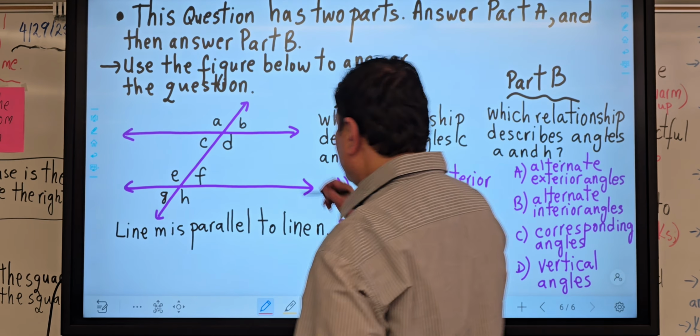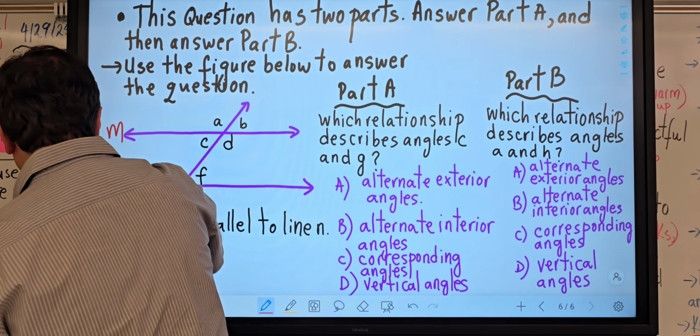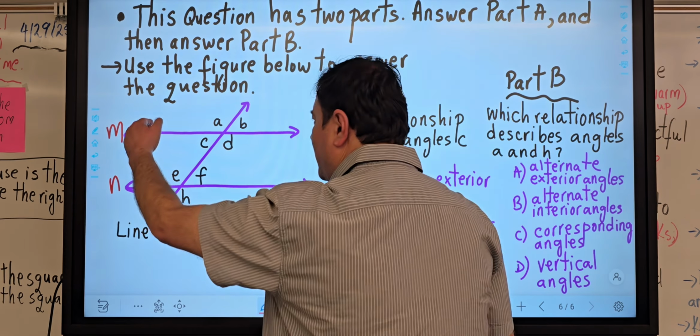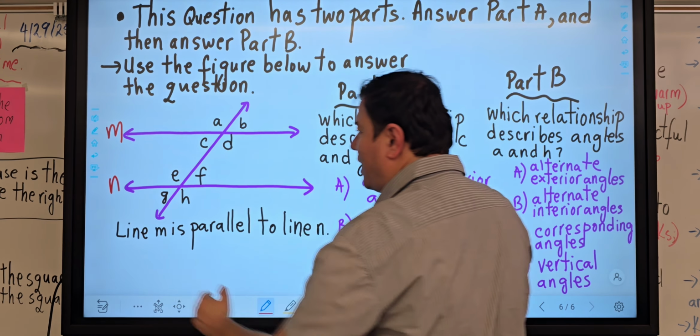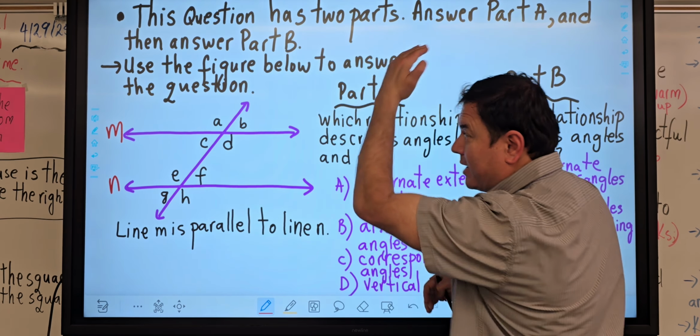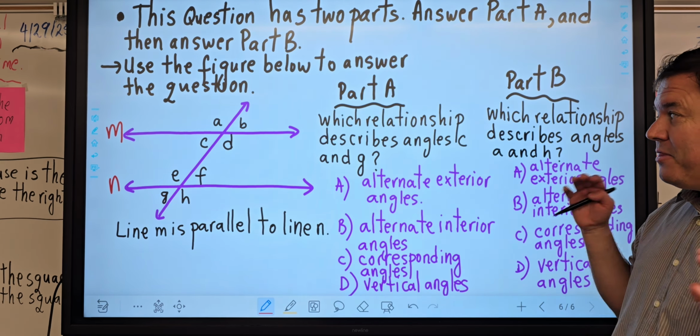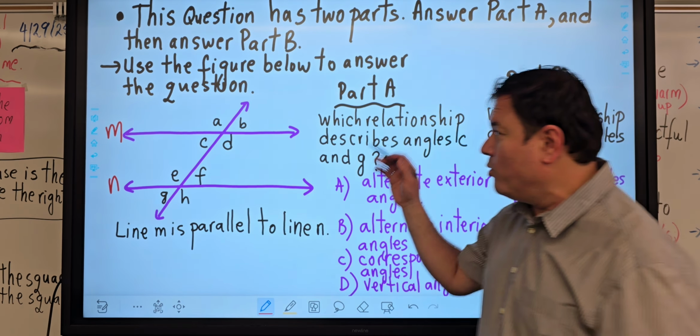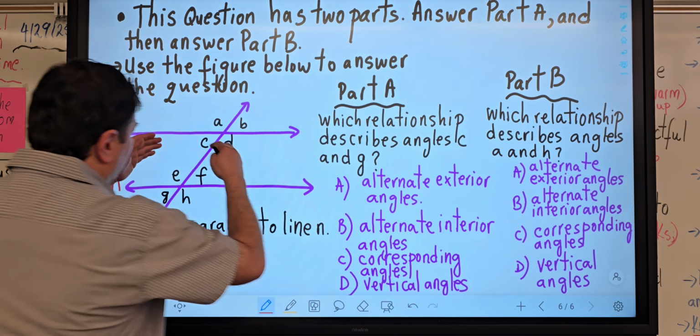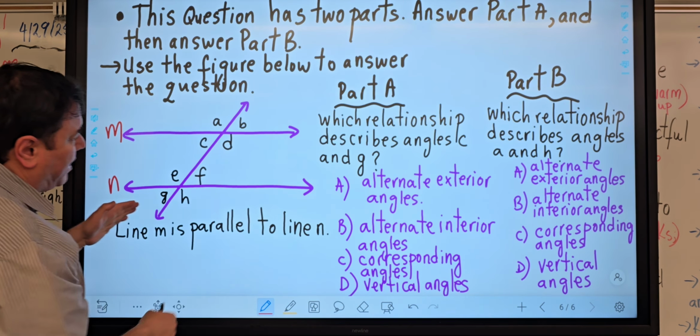Line M, let's call this M, and this N. They are telling us that line M and line N are parallel. They never touch, but they are crossed by a transversal. Okay? Different things are happening here when 2 parallel lines are crossed by a transversal.